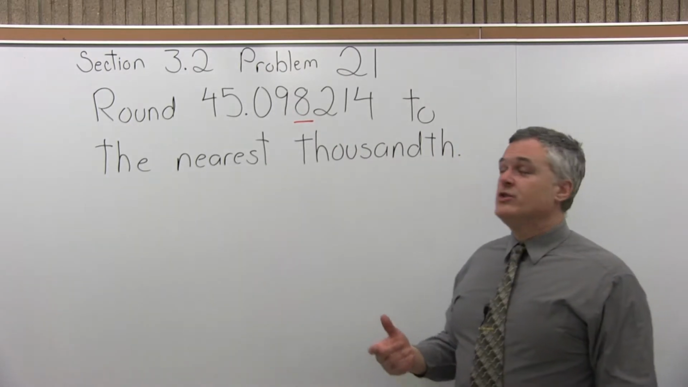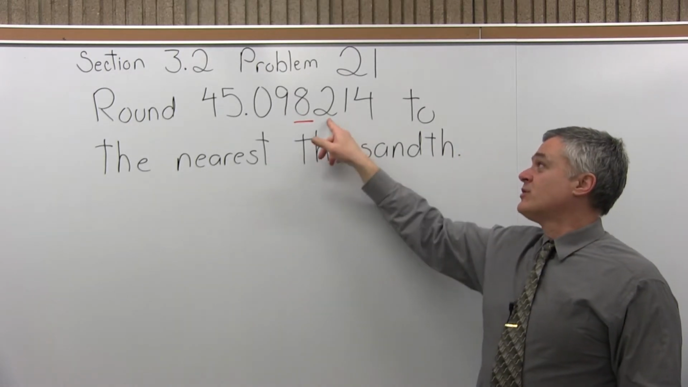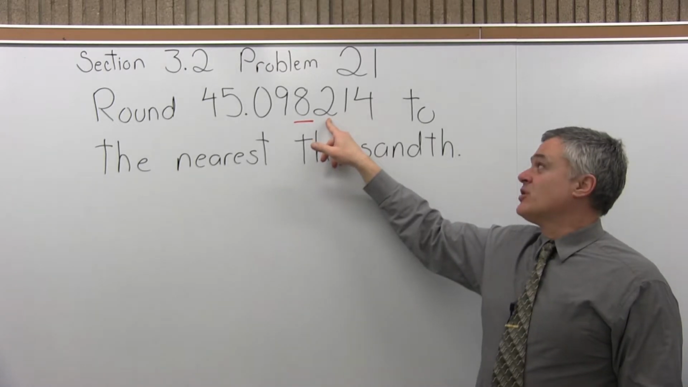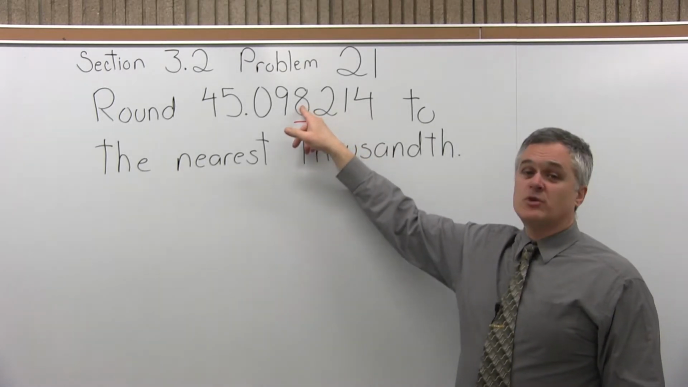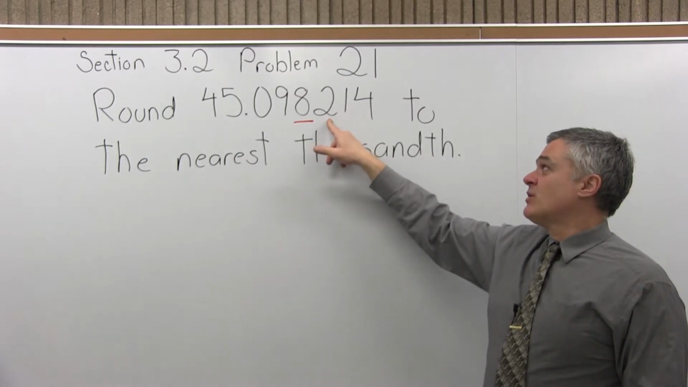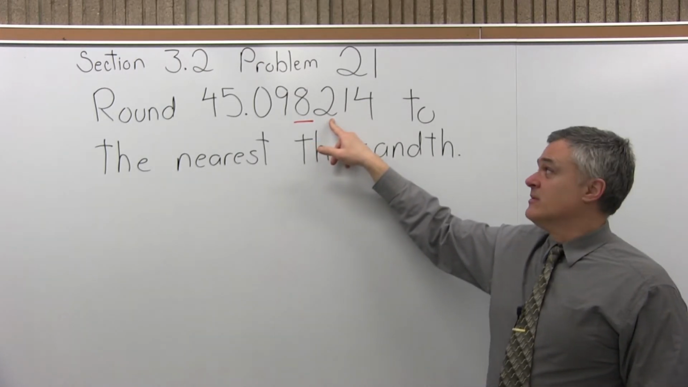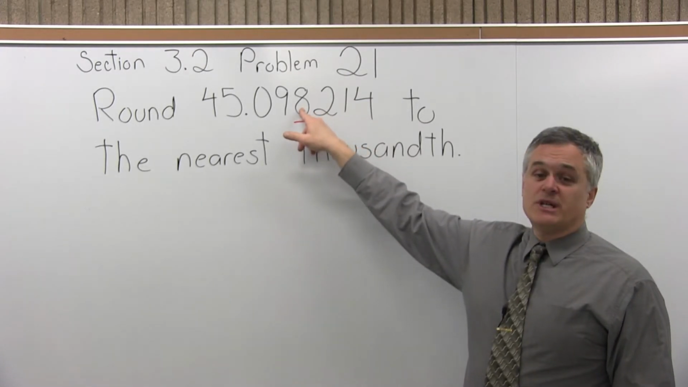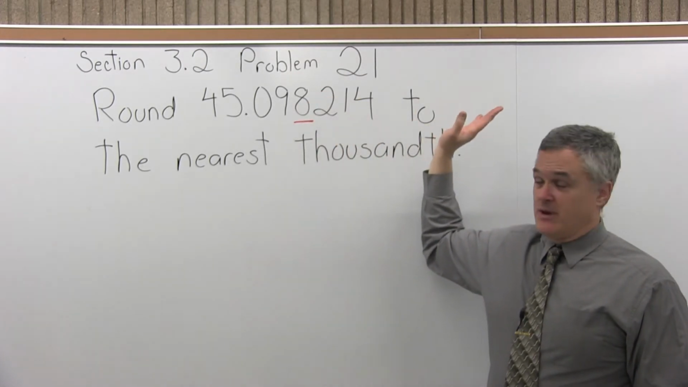So now what we want to do is look at the digit 1 over to the right of the rounding position and determine if it's big enough to bump that 8 up to a 9, or if it's not big enough. And it turns out that it's not big enough. If it's 0, 1, 2, 3, or 4, which is what we have, 2, you just leave the rounding digit the way it is and eliminate all the digits that come after it.